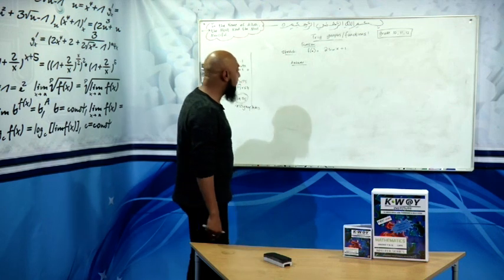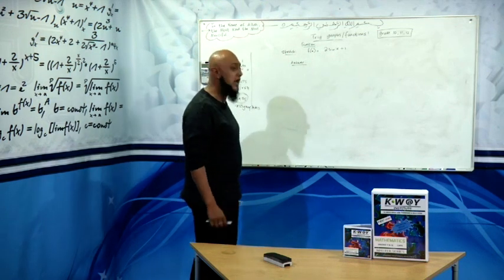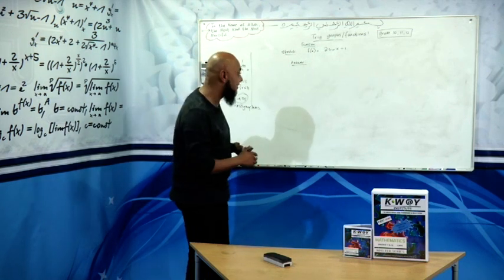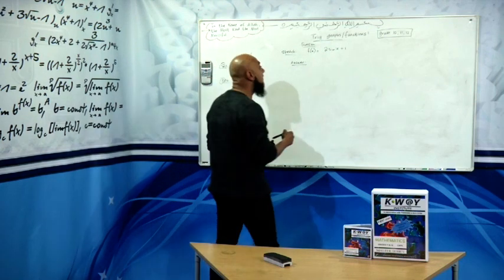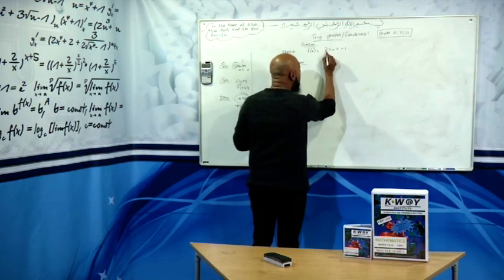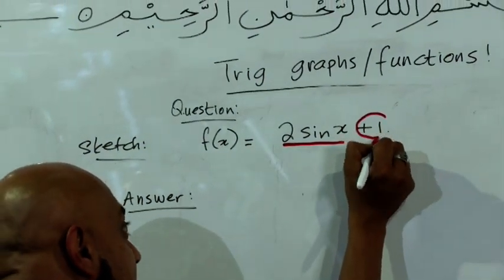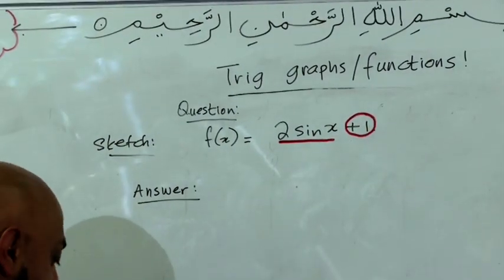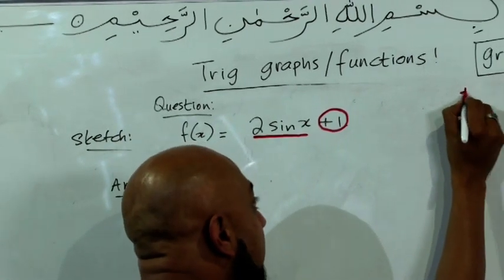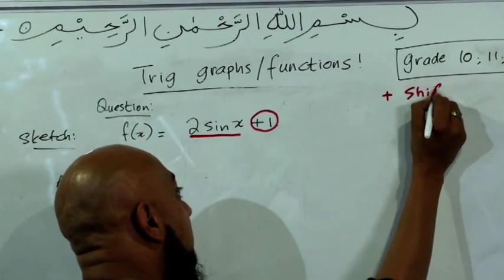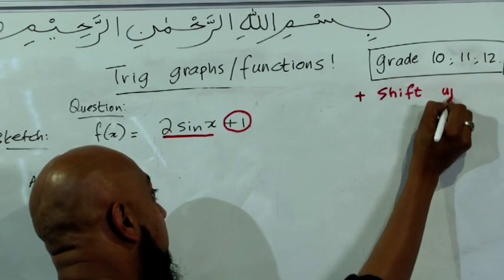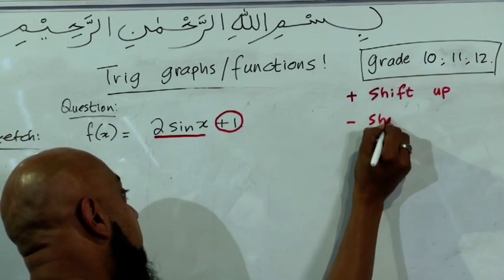We're now going to do f of x is equal to 2 sine x plus 1. Now these are misbehaved graphs. These graphs are called the graphs with a shift. Your standard graph was the 2 sine x graph. We're now going to shift that graph 1 unit up. So remember guys, positive means shift up. Negative, shift down.